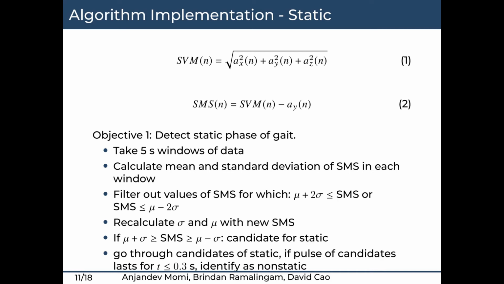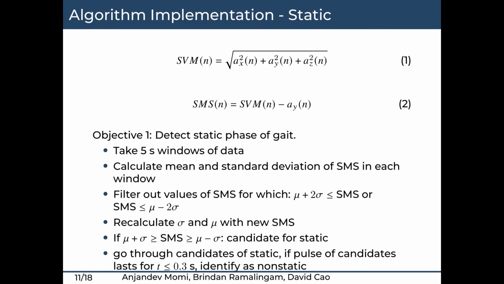Now we will go over the algorithm and how we implemented it. We used two features in our algorithm: SVM, the magnitude of the resultant acceleration vector, and SMS, which is SVM minus the acceleration in the y. The n denotes the sample number.